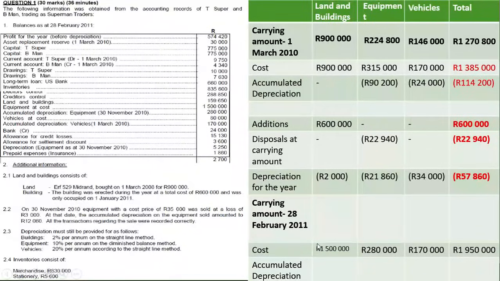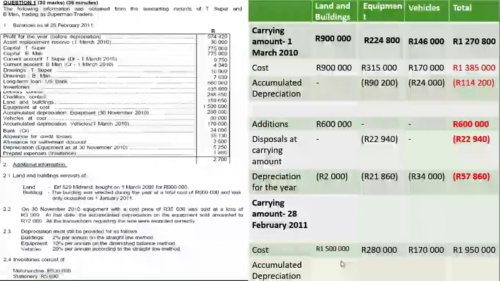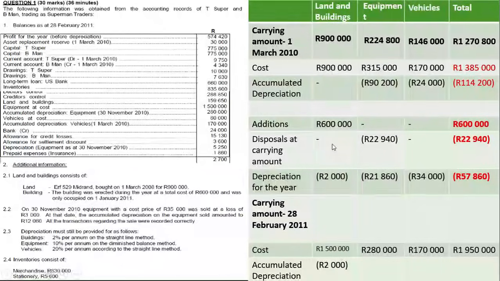Now remember, this is all the accumulated depreciation relating to our non-current assets that remain. For the assets that remain, only the ones that remain. So we take accumulated depreciation for the assets that remain. So how do we get that? The depreciation or the accumulated depreciation for the land and buildings is 2,000 rand. How did we get 2,000 rand?